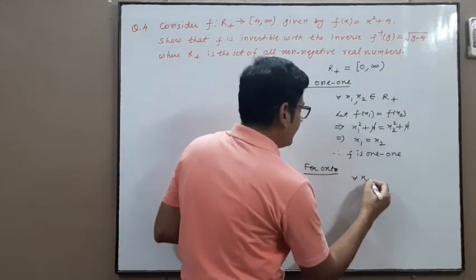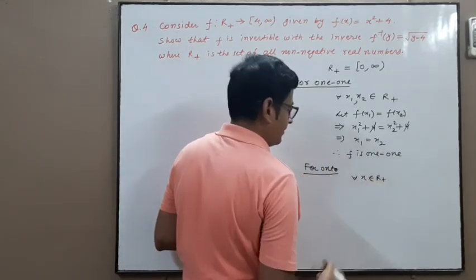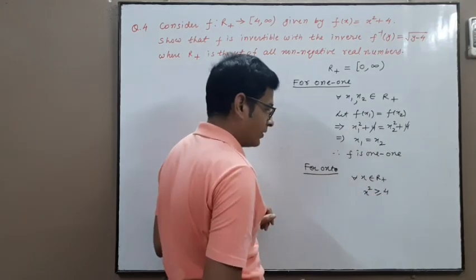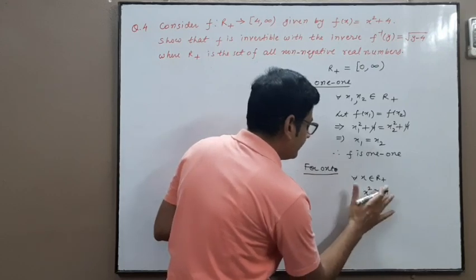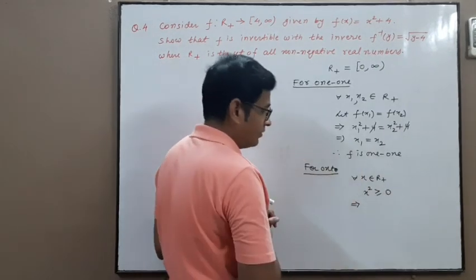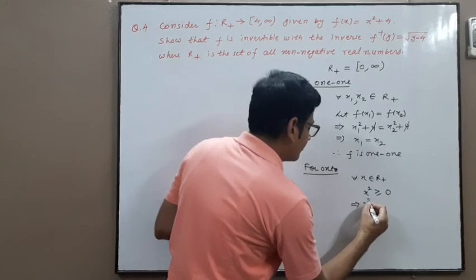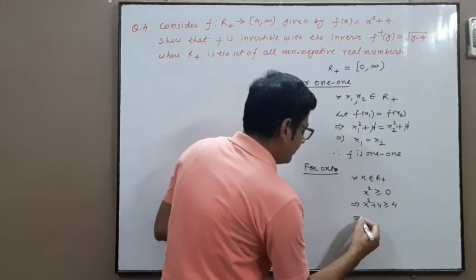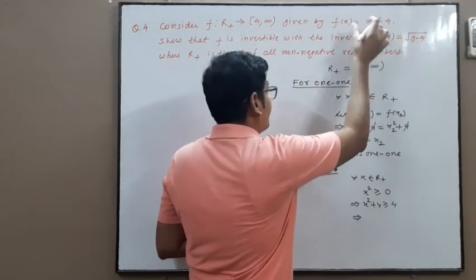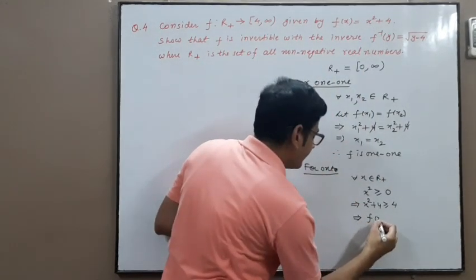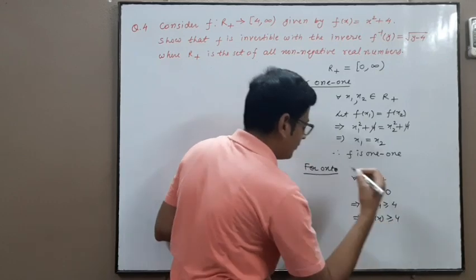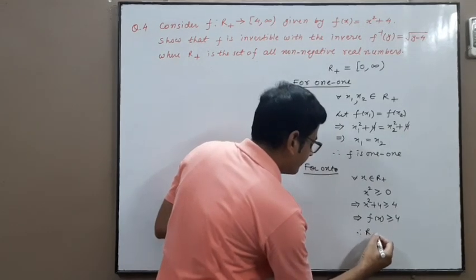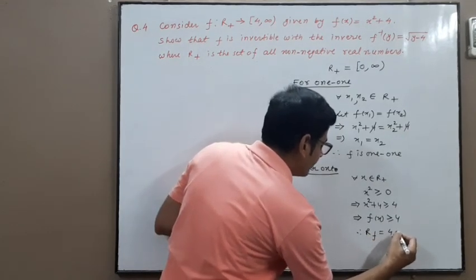For every x belong to R plus, x square is always greater than or equal to 0. Then x square plus 4 is greater than or equal to 4. From x square plus 4 equal to f(x), it means f(x) is greater than or equal to 4. f(x) greater than or equal to 4 means range of f is equal to 4 to infinity.